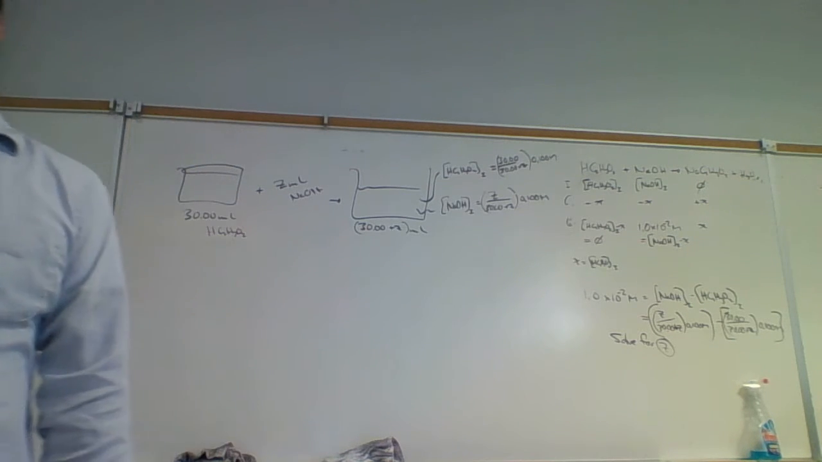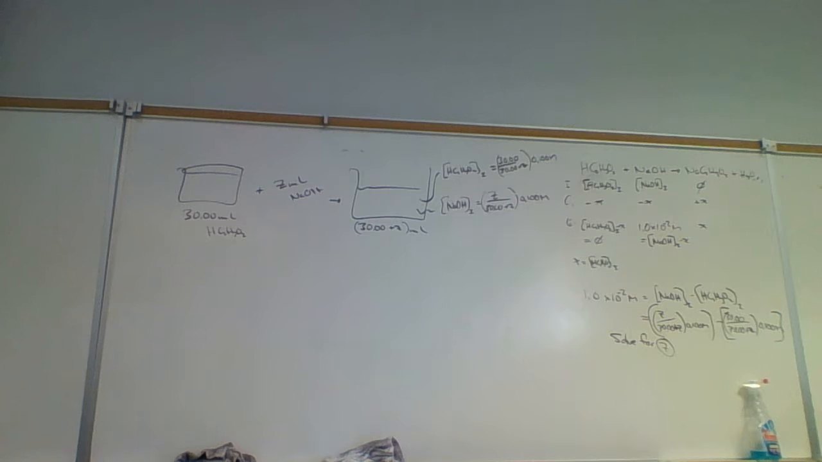And so these are the basic types of calculations that we do for weak acid, strong base titrations. All right, any questions on this? When we go to polyprotic acids, it's just a little bit more complicated.